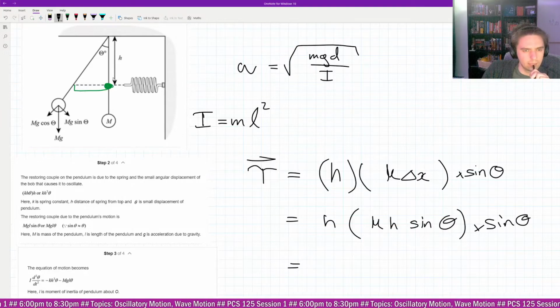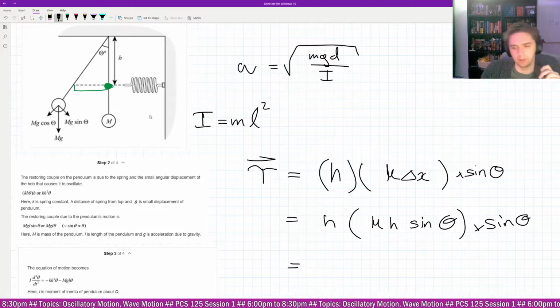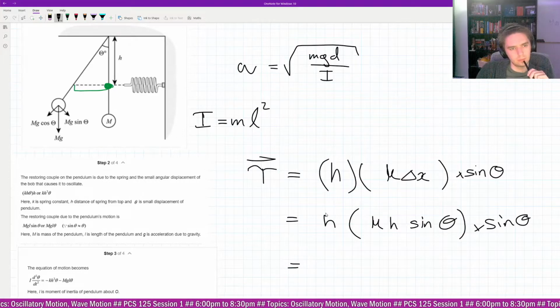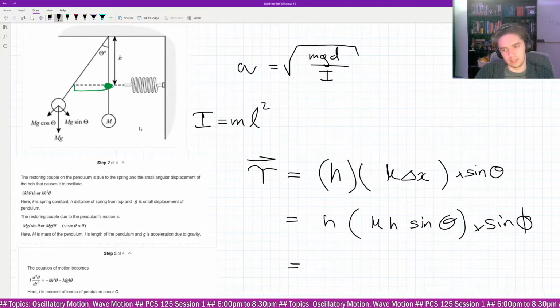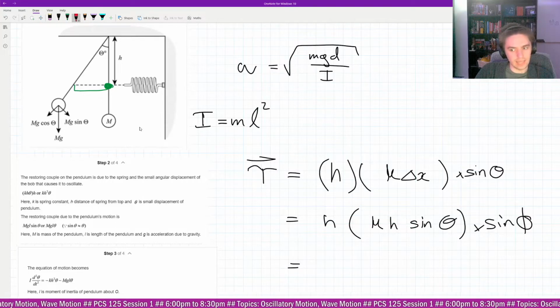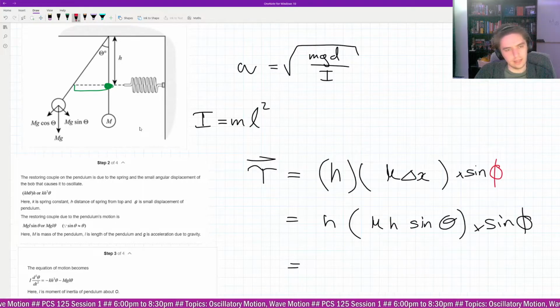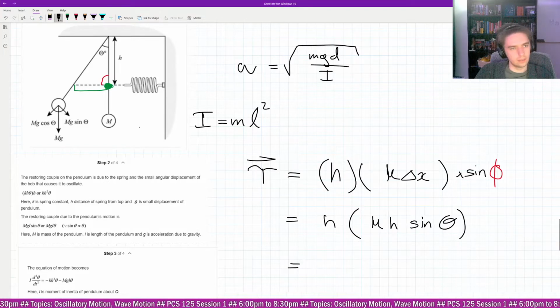Or wait, would the angle between them be 90 for any reason? Oh wait, no, yeah, the angle between them. They're different thetas we're talking about. That theta here is this angle, which is 90. Sine of 90 is 1, so that goes away, because what you multiply by here is the angle between the two vectors.